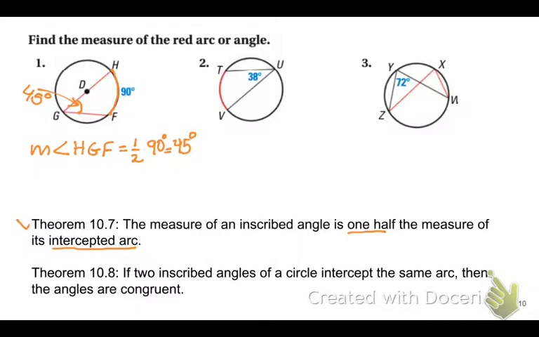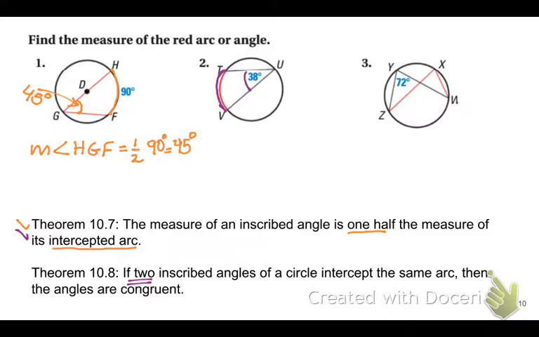Let's look at number 2. We need to find the measure of this angle, or that arc, TV. Again, if we look at 10.8, it says of two inscribed angles of a circle. We don't have two inscribed angles, we've only got one. So that means that theorem 10.7 is the only one that we can use. And again, the measure of the inscribed angle is 1/2 of its arc.